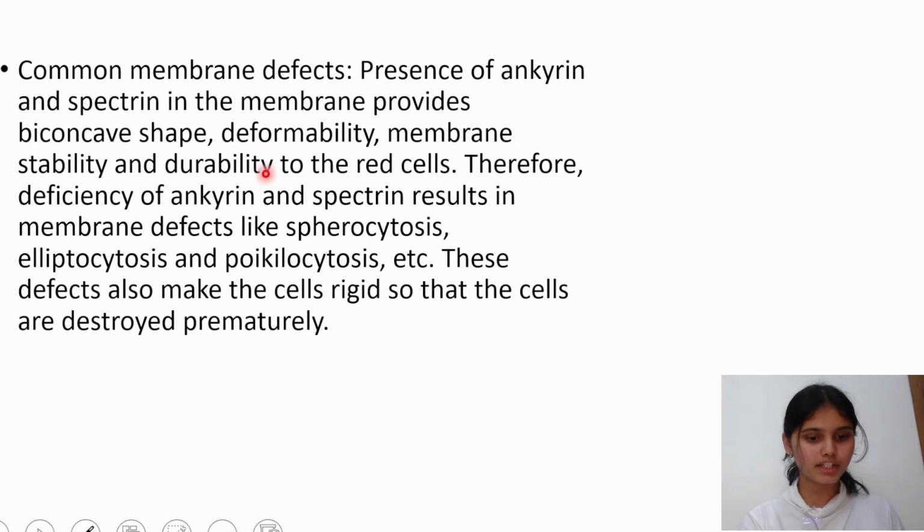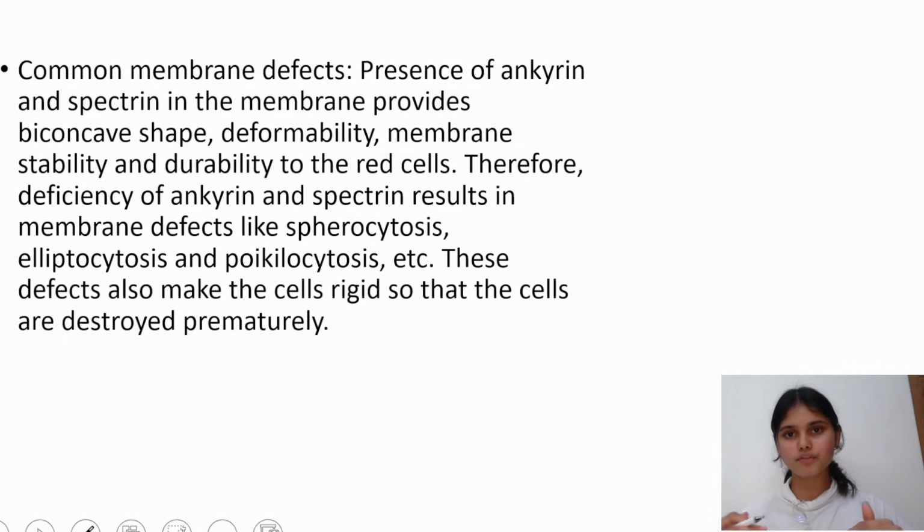Membrane stability and durability to the red cells. Well, ankyrin and spectrin, these are the star proteins of the RBC membrane. Therefore, deficiency of ankyrin or spectrin results in membrane defects like spherocytosis, ellipsocytosis, poikilocytosis, etc. What are all these? These are the different types of abnormally shaped RBCs. These defects also make the cells rigid so that the cells are destroyed prematurely.